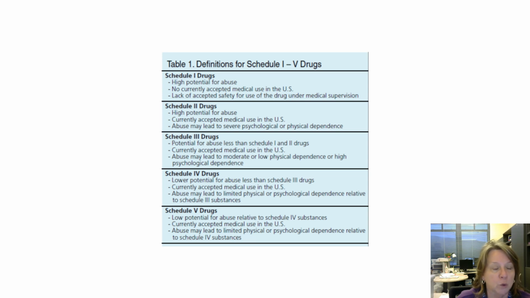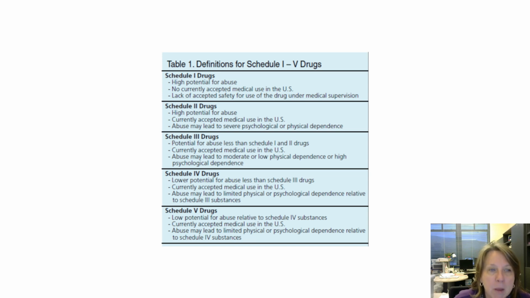You can read through them. I'm not going to read it all. Schedule 3's potential for abuse is less than the 1s and 2s. They are accepted for medical use in the U.S. Abuse may lead to moderate or low physical dependence upon the drug. So do you have a Schedule 1, 2, 3 drug? Schedule 4, lower potential. If you notice, as we get higher in the number, the lower the potential.